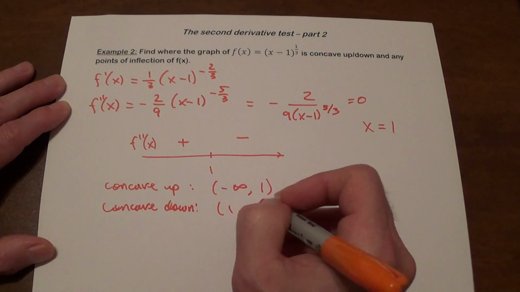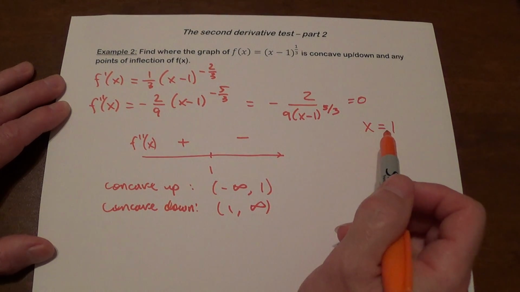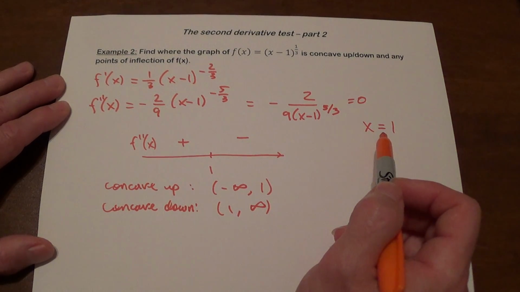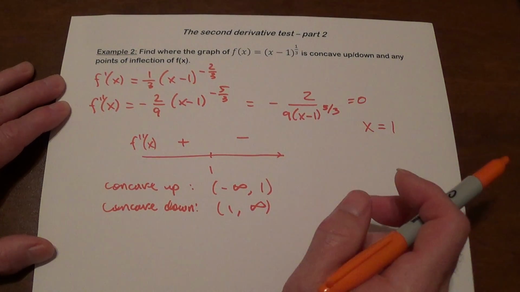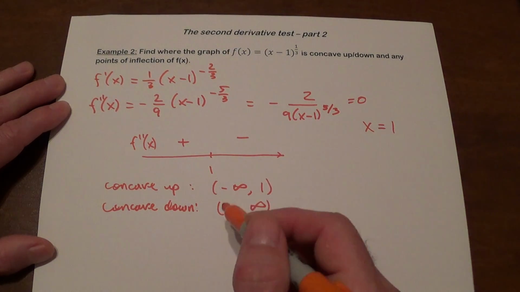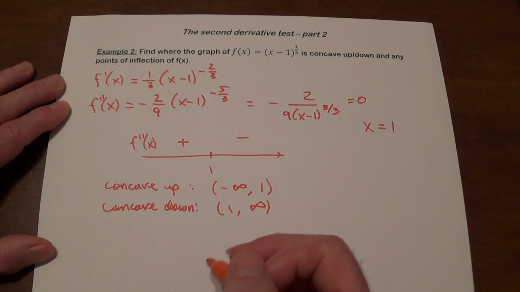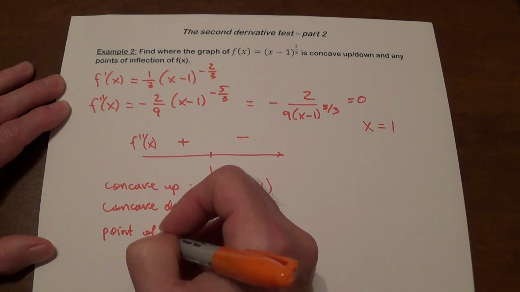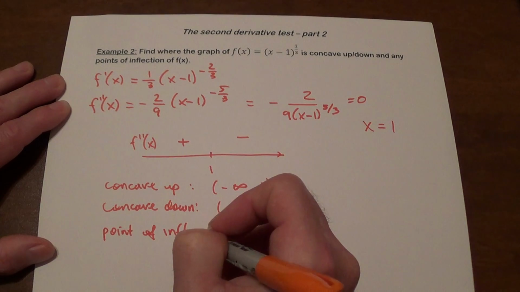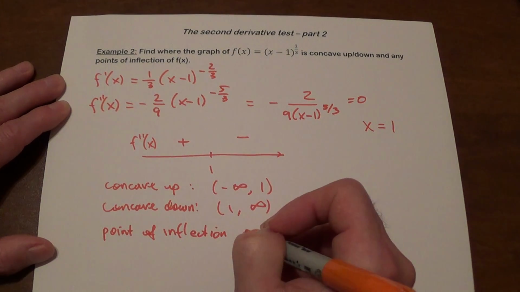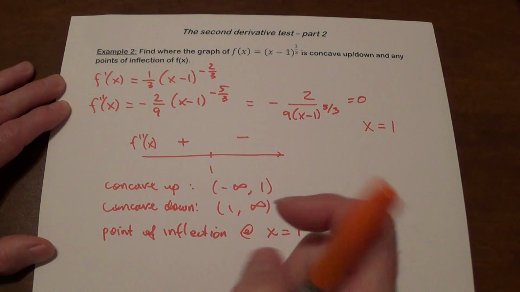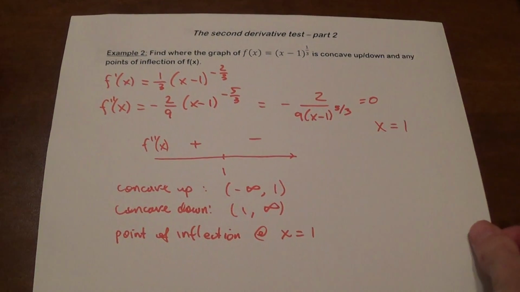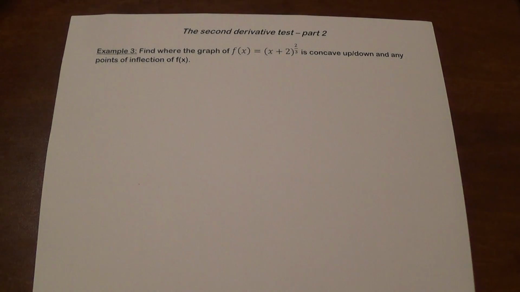Now here's the thing, if you look at this, the first derivative and the second derivative are not defined at 1. However, the function itself is defined at 1, and that point we just found is going to be a point of inflection. So we have a point of inflection at x equals 1. Alright. Moving to the next example.